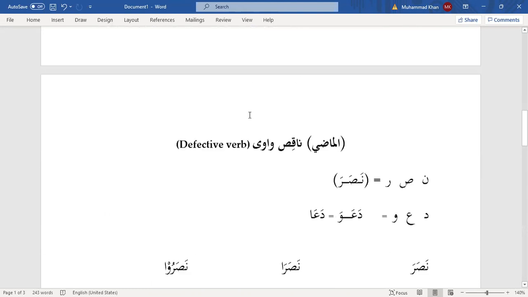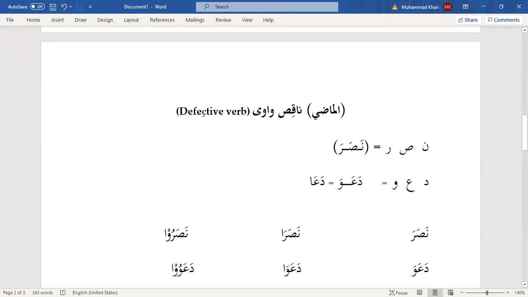Now, naqis wawi is also called the defective verb. There is no specific reason behind why the names have been given; they have been named like that by the grammarians. It's not that if a verb is naqis, there is something wrong with it. There is nothing wrong with the verbs. They have been given these names just to familiarize ourselves and to recognize which one is mithal, which one is ajwaf, and which one is naqis. We will not say it's naqis because something is missing or lacking. No, that's not the reason. It's only the name that has been given to it.